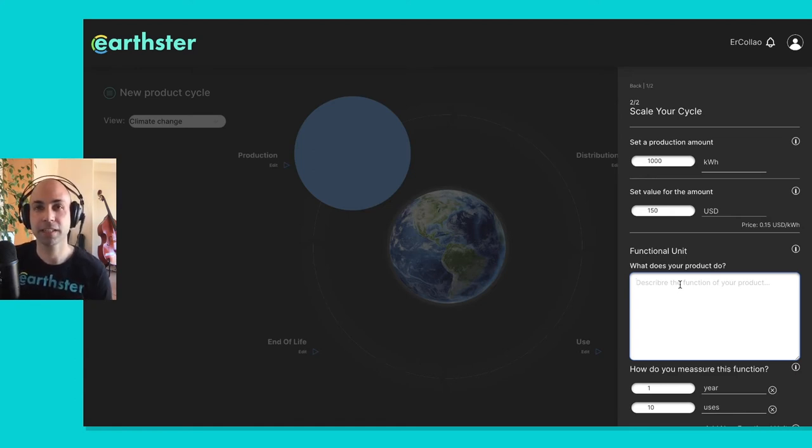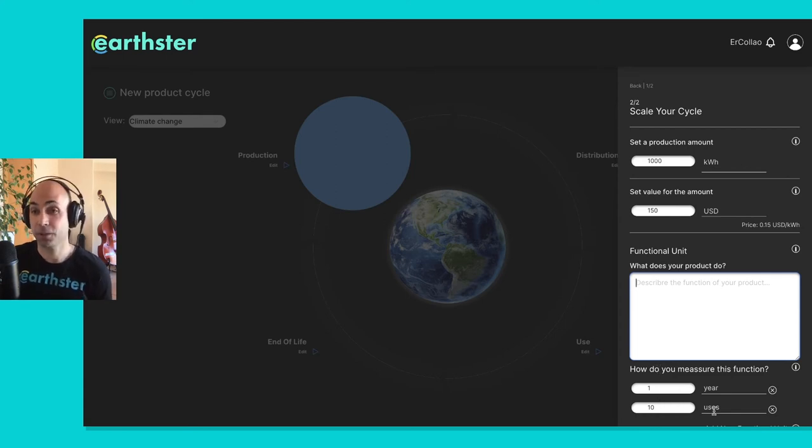And one thing that we've seen is that if you ask people to write down what the product does, people who do LCA find this very easy, but people who don't, it's a difficult process. So you write down first what it does, and then you think, how would I measure that? In which ways can I measure that? Then you type it here, and then you write it down over here.